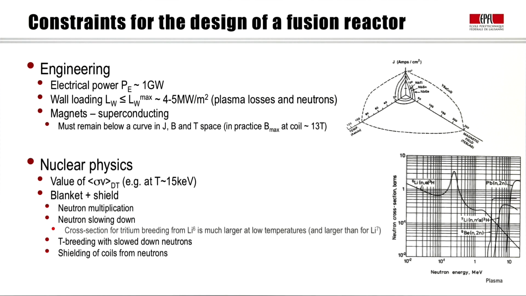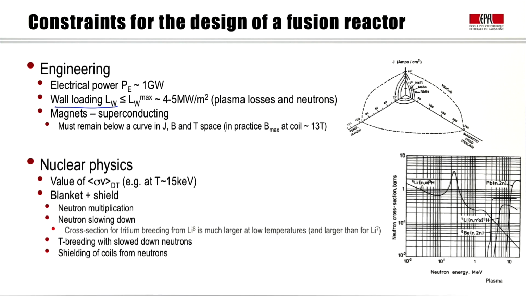First, from the engineering point of view, we can call that a constraint. It's sort of a requirement for the power plant to produce a certain amount of energy or power. We may require something like a gigawatt of electrical power, for example. Second constraint is the wall loading, as we call it, LW. That's the amount of power we can cope with on the materials that face the plasma. Typically, that cannot exceed something like 4 or 5 megawatts per square meter. And that power comes from the plasma losses and the neutrons.